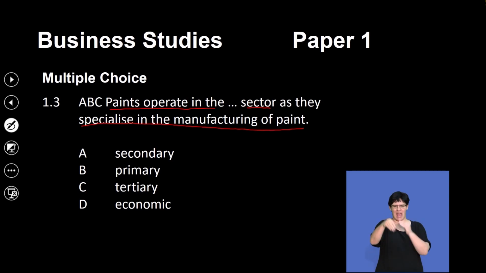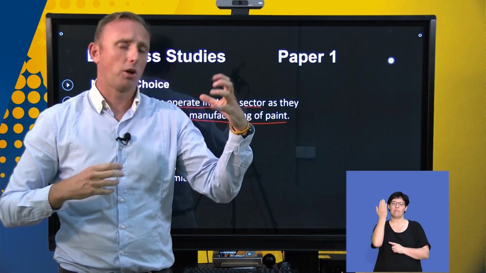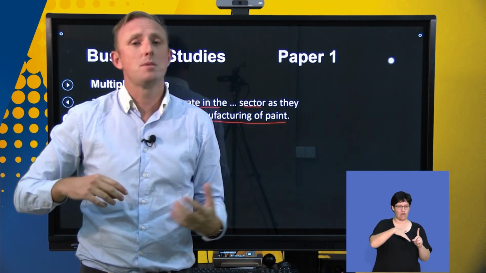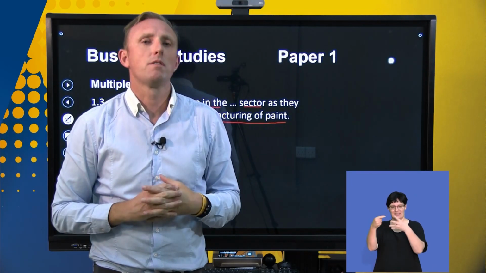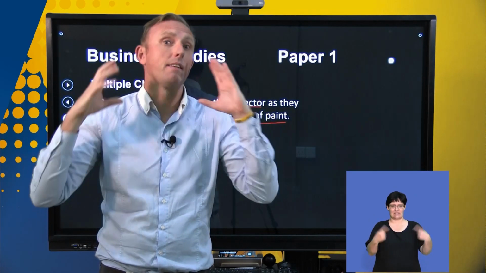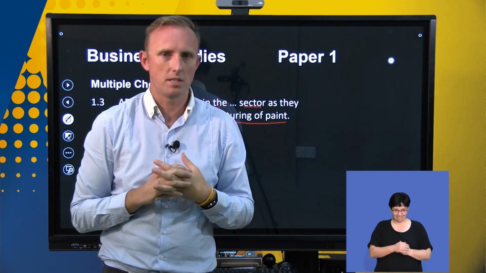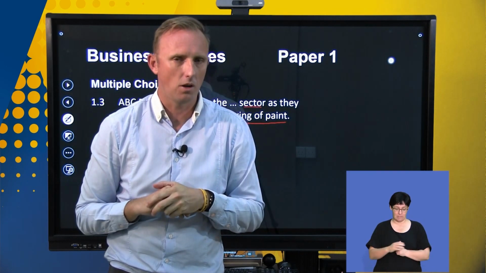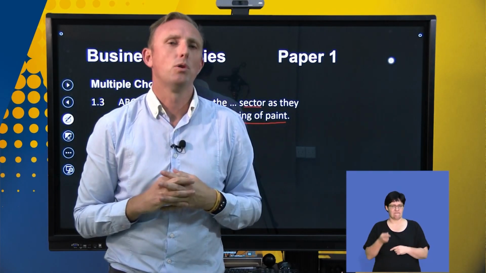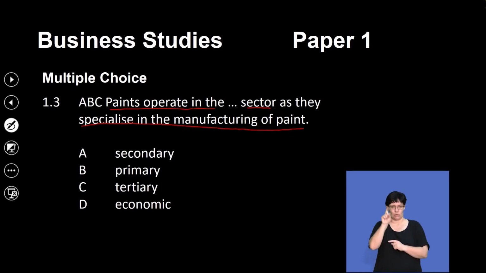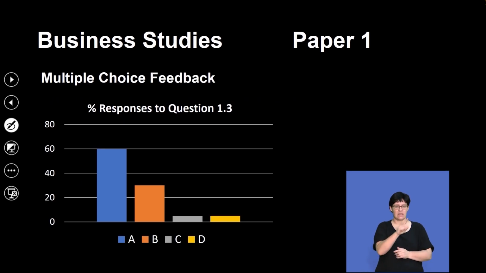So this is, if you recall, I spoke about the business environments and the sectors of the economy and the differences there. Now, this is a question that just relates to the sectors of economy. So let's look at the options that we have for this question here. Option A is secondary, option B is primary, option C is tertiary, and the final option is the economic sector. All right, so let's go see how you guys have done there.